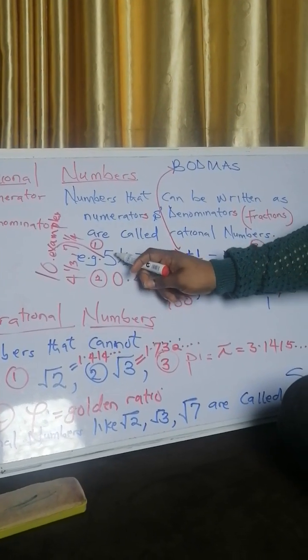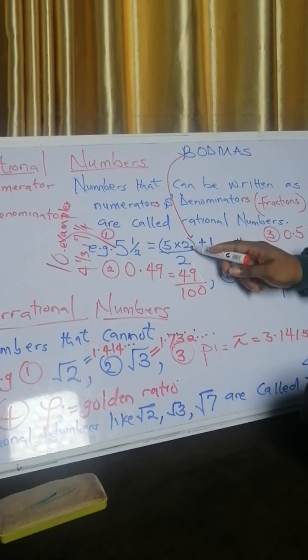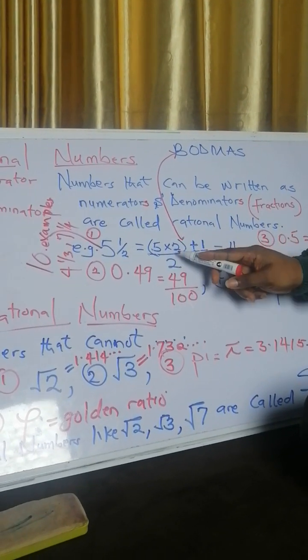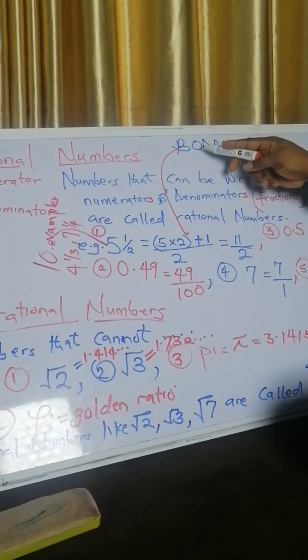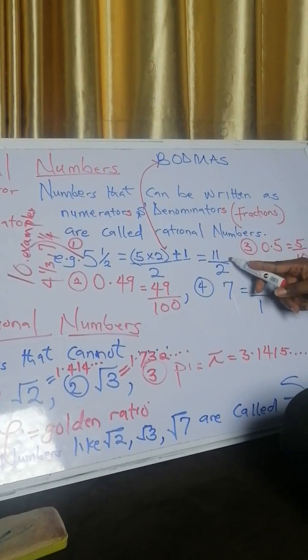But in this case now, it's 5 whole number 1/2. And don't forget, this is 5 times 2, okay, plus 1, which is this numerator, divided by this 2, which is the denominator here. So from the word formula, bracket of 5 times 2, which is 10. 10 plus 1, that is 11 divided by 2.